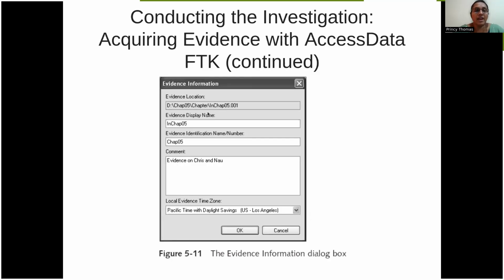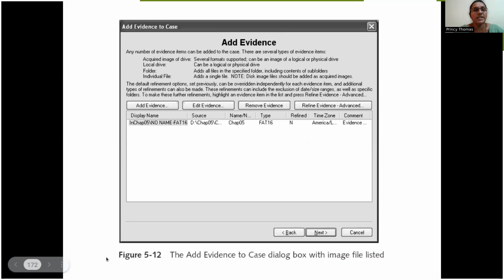This is the evidence information dialog box, where we have stored the evidence display name, the evidence identification name or number, and the comments that we need to write. In this particular case, it is evidence on Chris and Noah. Location, local evidence time zone. So the time that this particular evidence was collected, that kind of information is automatically within FTK itself, because it's a forensic toolkit, all this kind of evidence is there.